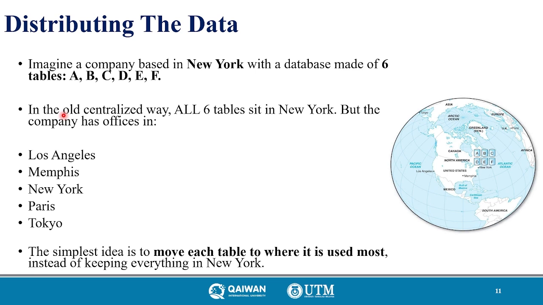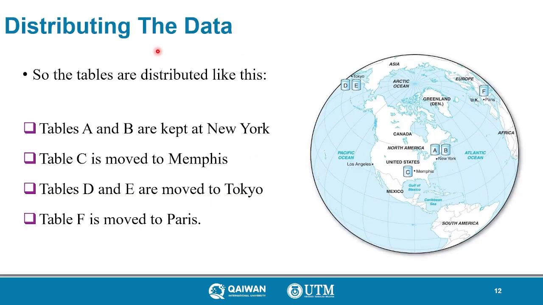Now we have the centralized way, which is all six tables in New York, but the company has offices in different states of America: Los Angeles, Memphis, New York, Paris, and Tokyo. The simplest idea is to move each table to where it's used the most. If, for example, table B is used in Tokyo, please take the B and put it in Tokyo, and so on for the others. Now, the distributed data, so that the tables are distributed like this.